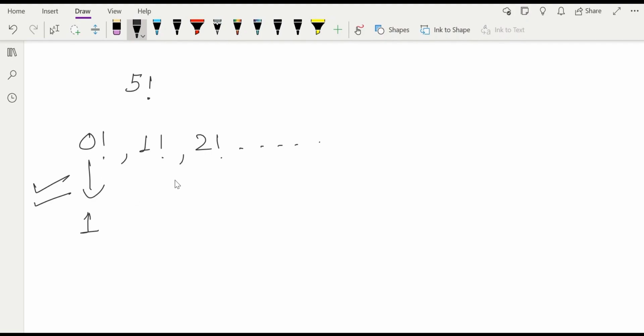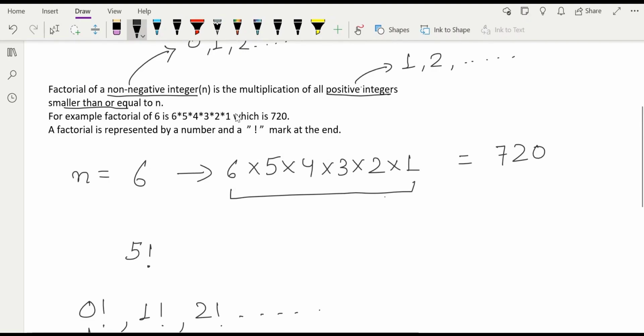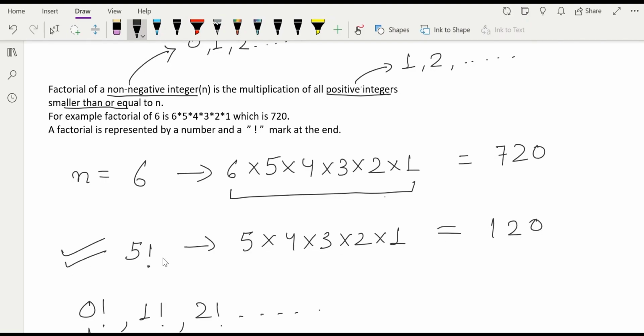Okay, now for all other positive integers like 1, 2, 3, this definition is correct. So simply, if I have to find the value of 5 factorial, then I can write the multiplication of all positive integers smaller than or equal to n, which will be 5 into 4 into 3 into 2 into 1. If we multiply, 5 times 4 is 20, then 20 times 3 is 60, 60 times 2 is 120, and 120 into 1 is 120. So the factorial value of 5 is 120.